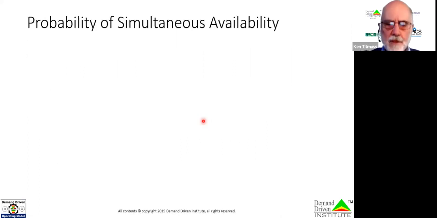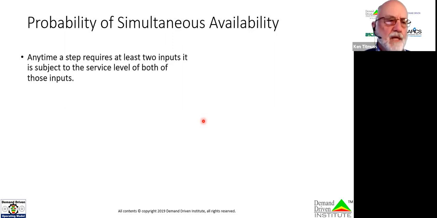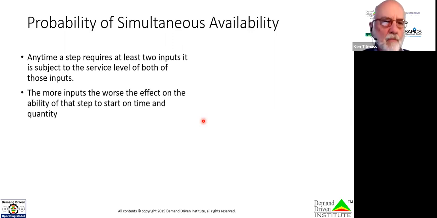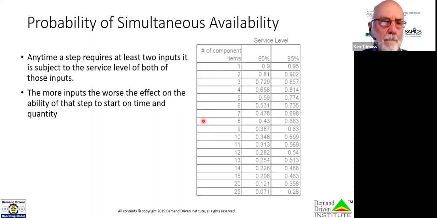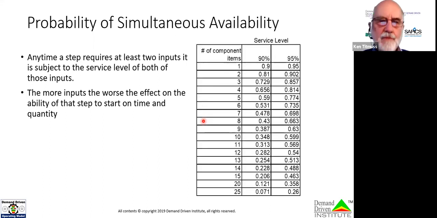So, probability of simultaneous availability. Anytime a step requires at least two inputs, it's subjected to the service level of both those inputs. And the more inputs, the worse the effect on the ability of that step to start on time and in quantity. Now this chart here comes out of Orlicky's book published in 1975.